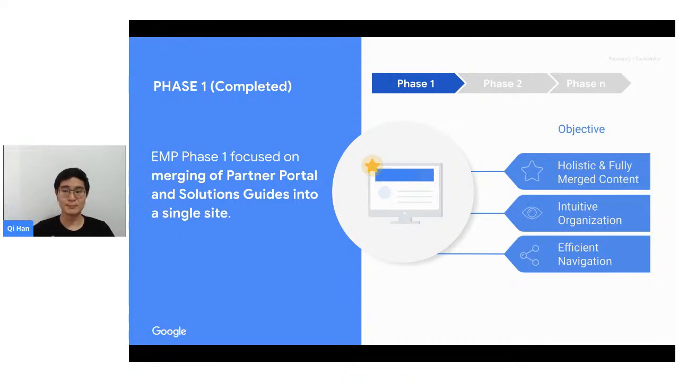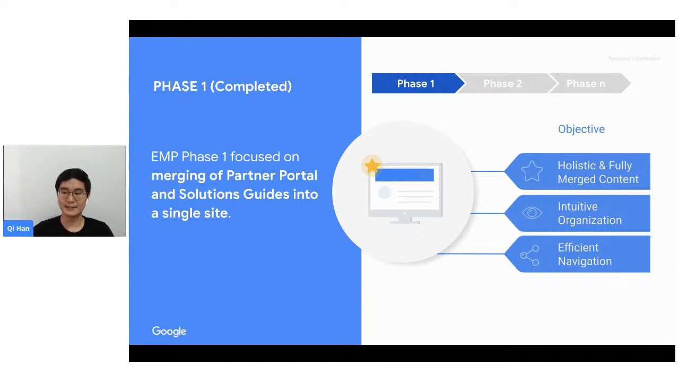As we go through this merge, we're keeping in mind that we have to keep it holistic and fully merged. A lot of the feedback we've heard from partners is that you feel as though you're pointed in multiple directions for oftentimes overlapping content. So you prefer to have a single door where you can go to and find all the content about GMP products and solutions in one spot. So that's our goal, to fully and holistically merge the content across the two portals.